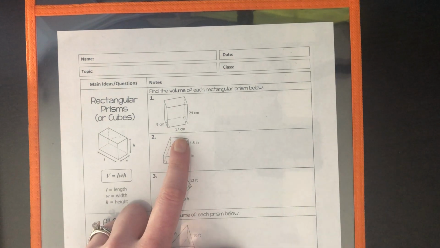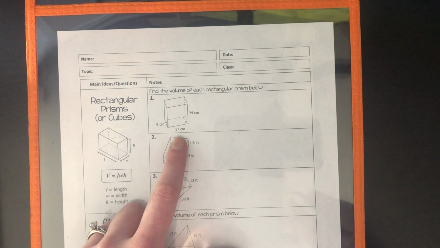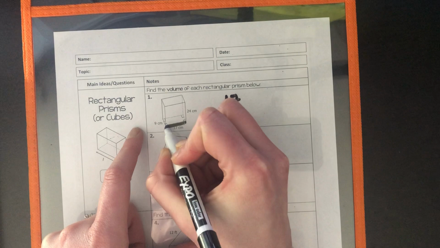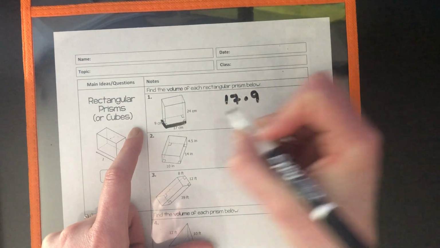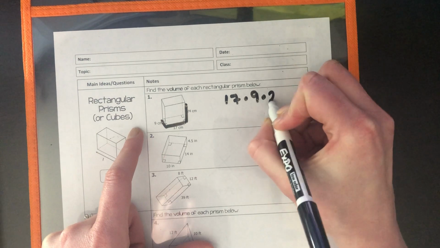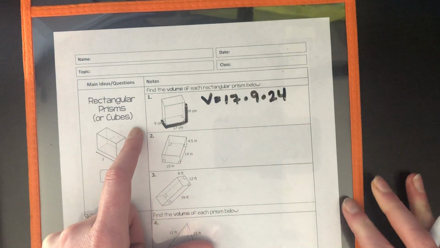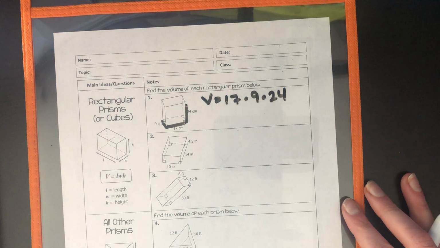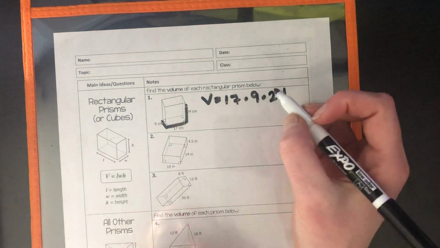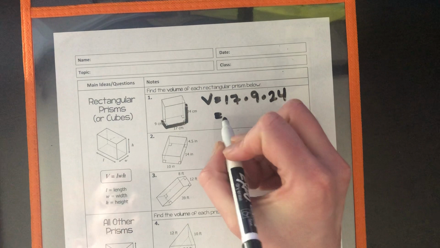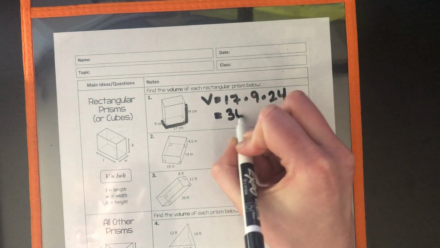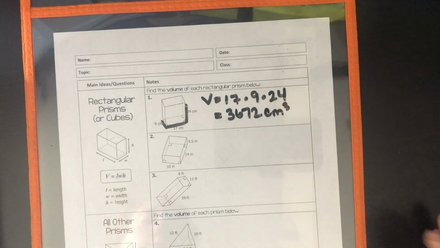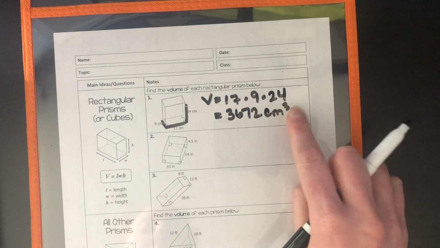So number one, if I wanted to be picky, which I don't mind if you do not, I see that the length is 17, the width is 9, and the height is 24. So I multiply them all together to get the volume. Notice if I switch them and I multiply, I'm going to get the same answer. Now, when you multiply them together, you will get a large number, 3,672 centimeters cubed.